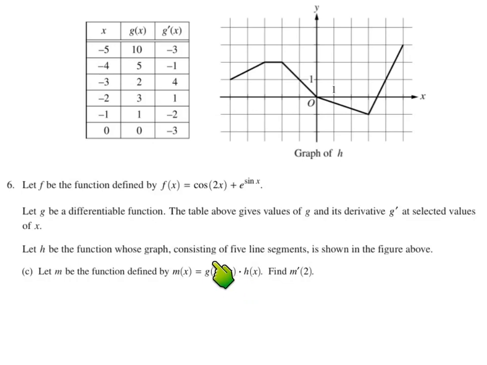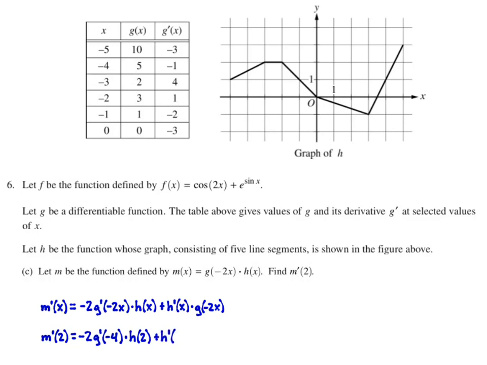So the derivative of the first thing is going to be g prime of negative 2x times negative 2, and then times the second thing, so times h of x. And then the derivative of the second thing, which is h prime, times the first thing. So it would be plus h prime times g of negative 2x. And then we have to plug in 2 to our x values and evaluate from there. So I kind of skipped a quick step here. I plugged in 2, so negative 2 times 2 is negative 4, just to make it a little quicker.